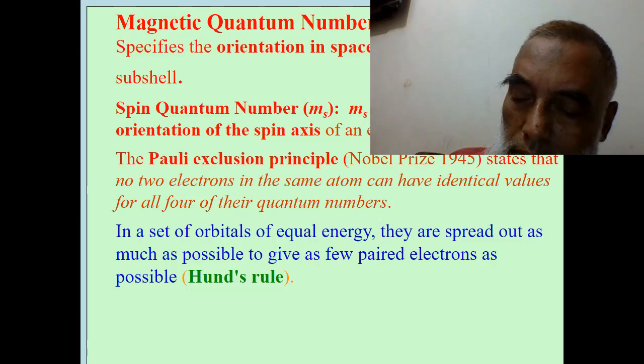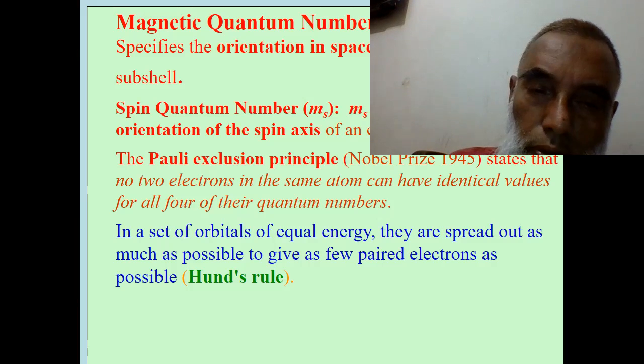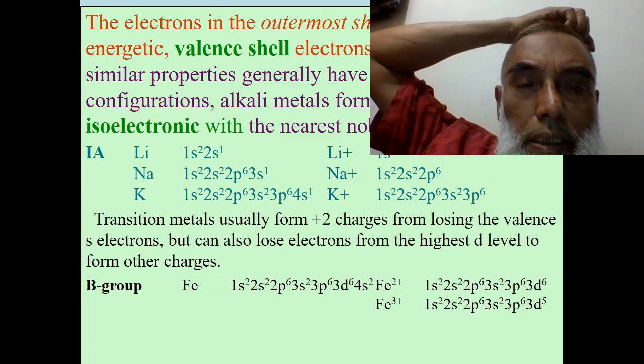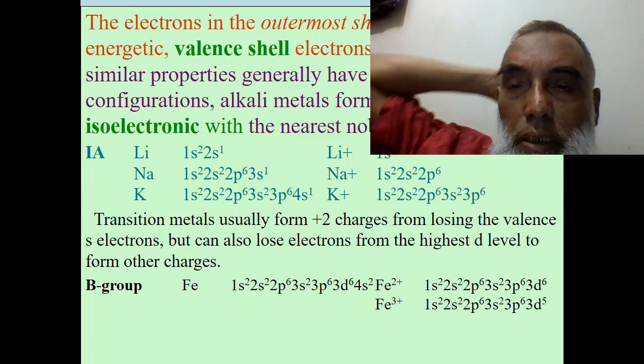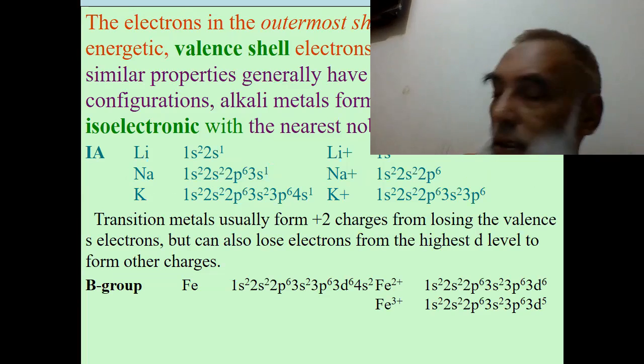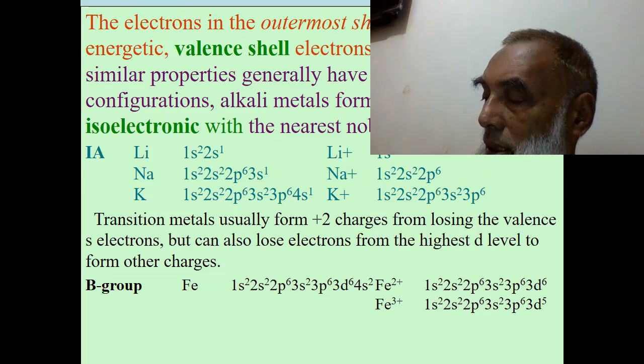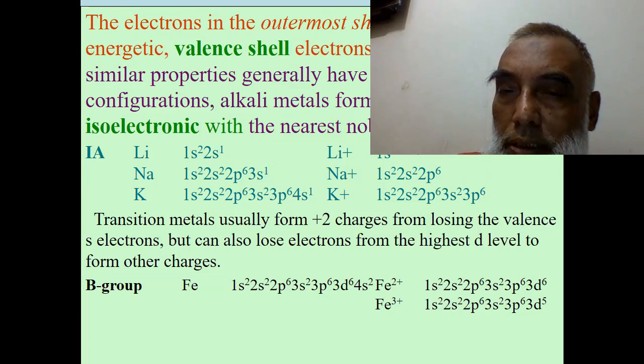So these are 2 major principles. One is the Pauli exclusion principle, another is Hund's rule. This is to be memorized. The electrons in the outermost shell are the most energetic, and these are known as valence shell electrons, and this determines the valency of an atom.